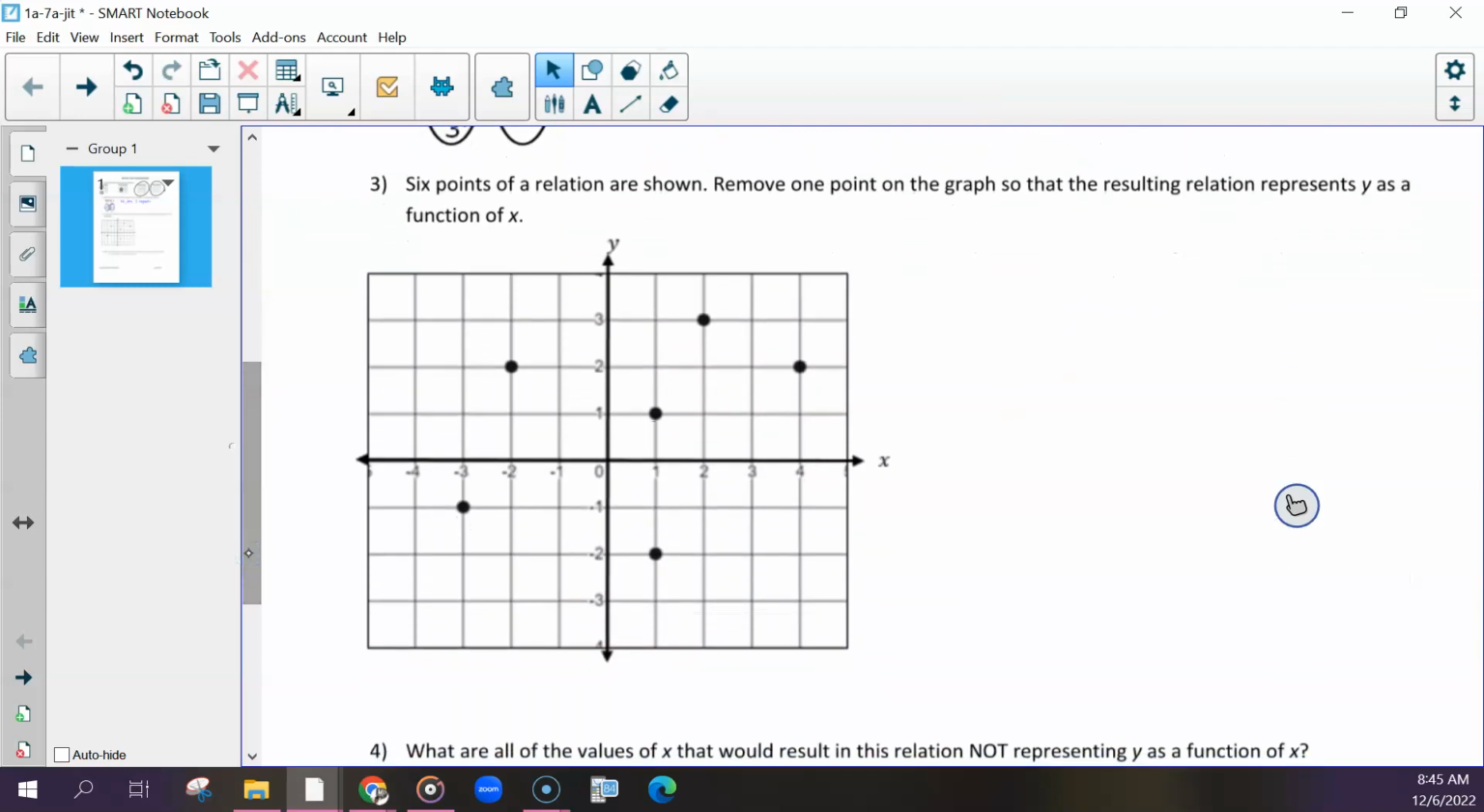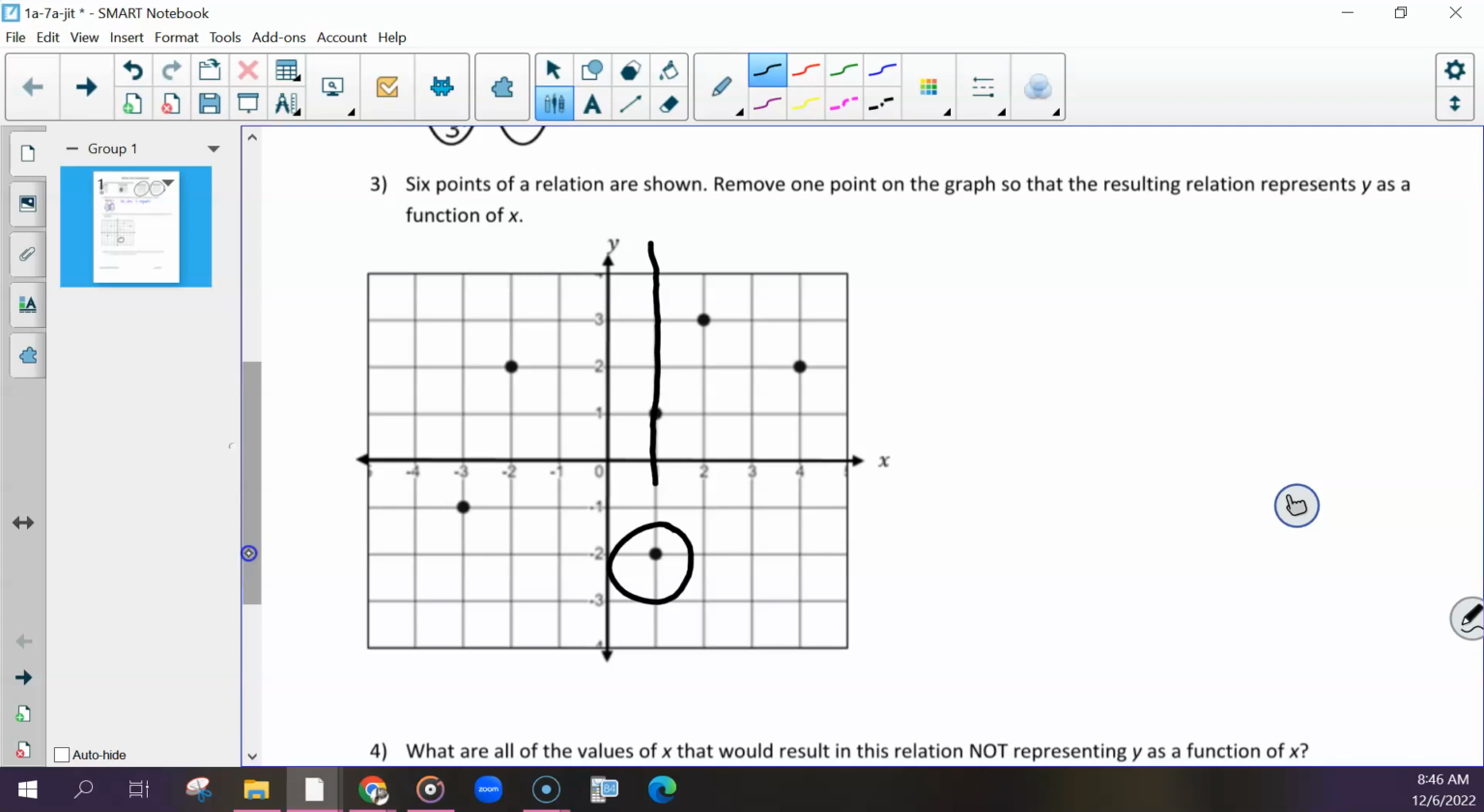So for number 3, you had to remove 1 point on the graph so that it would be a function. Anyone want to do that one? Regina, go for it. Do we agree with Regina's choice? Yes. If we got rid of that 1, it would then be a function because now it passes the vertical line test, supposing that's not there.